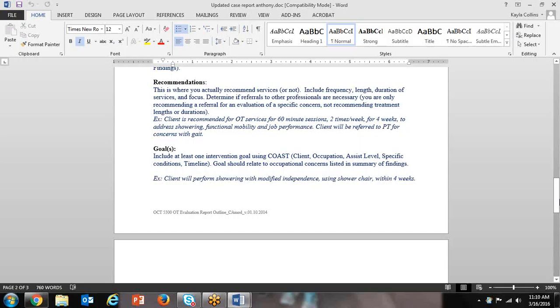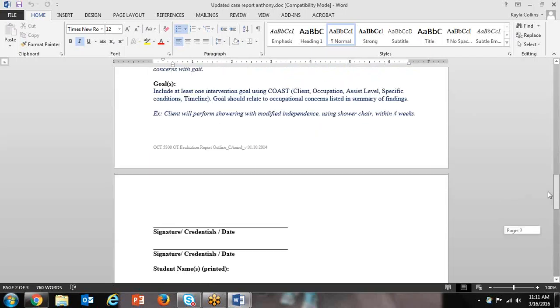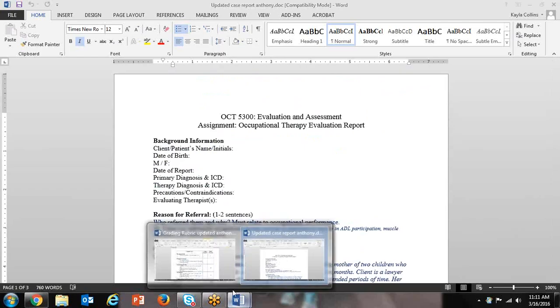And goals, again, we're going to be using the COAST goals. You need to include at least one intervention goal. Using the COAST method, it should relate to your summary of findings. If you didn't write in your summary of findings that you think coordination is an issue for Anthony, there should be nothing related to coordination in the goals. If you didn't discuss handwriting as an issue, don't write a handwriting goal. Okay. And then your signature. Okay. That is the evaluation report in narrative format.